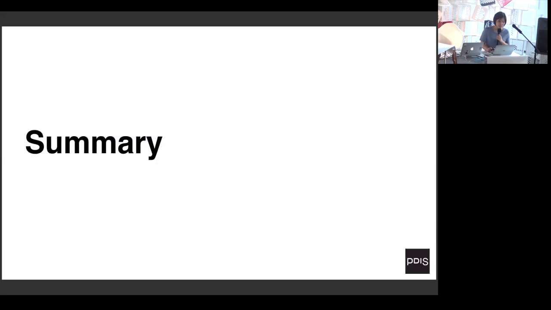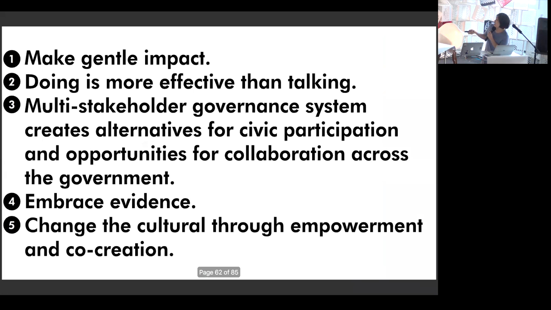So in summary, we would like to make a gentle impact, just like the little water drip. It's incremental, it's slow but incremental. And also doing is more effective than talking. So you will actually get the chance to work on the whole process later on.